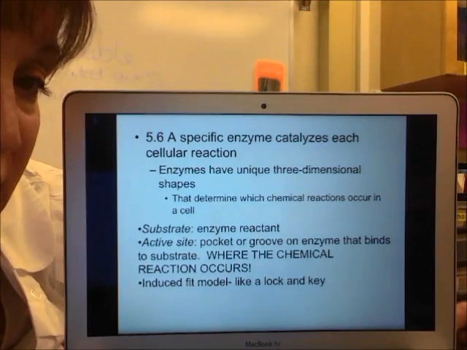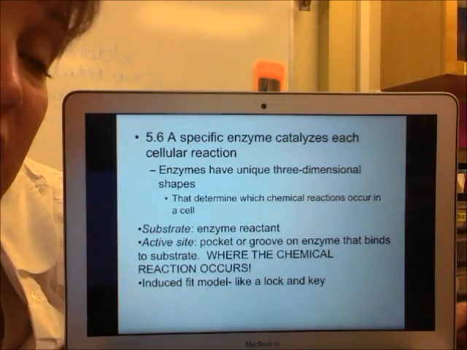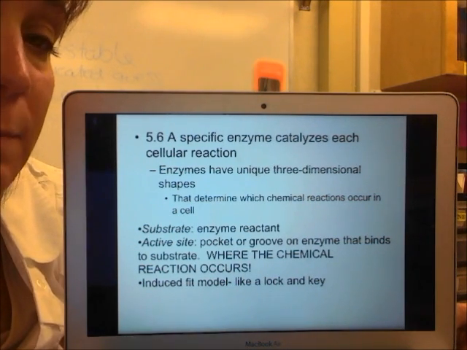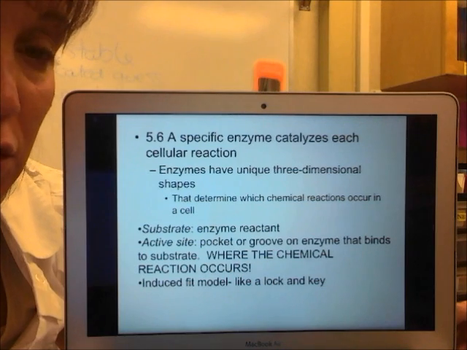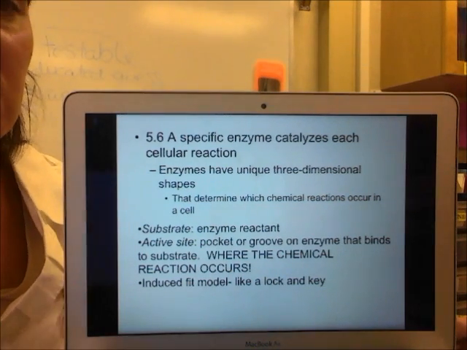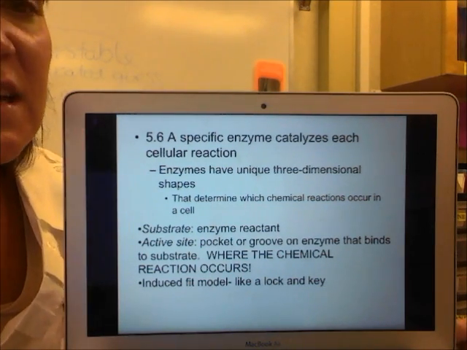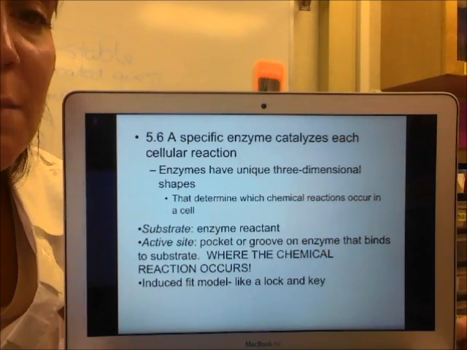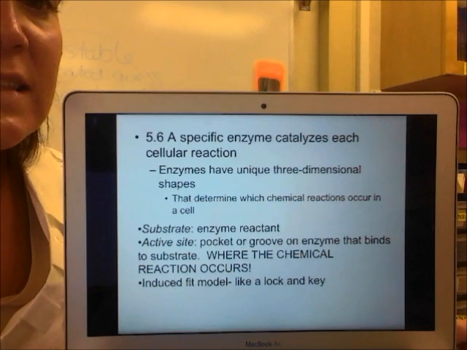Now, there are specific enzymes that catalyze each cellular reaction. Enzymes have a very, very specific shape, as all proteins do. However, there is one enzyme that does each function. And so the shape of an enzyme determines what chemical reaction can occur inside of it.